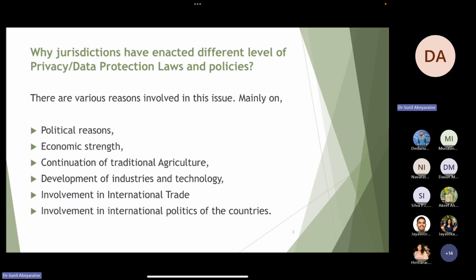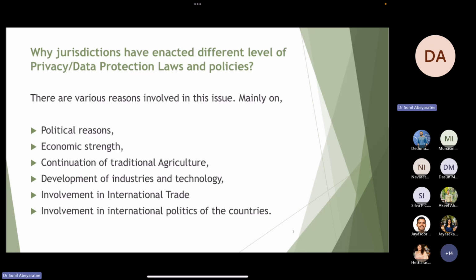Next, considering the economic strength, these privacy policies can also be changed. Then, continuation of traditional agriculture. Take the example of a country like Mongolia, which still maintains its traditional agriculture. So they don't need to bother much about their privacy policies.